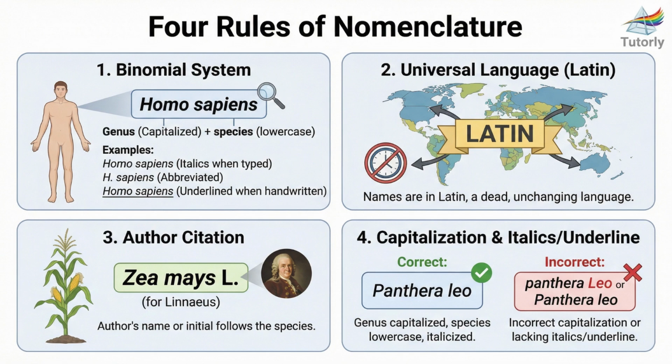Rule 4. Author name. The name of the scientist who first described the species is written in abbreviated form after the specific epithet. Mangifera indica Lin, where Lin stands for Linnaeus.